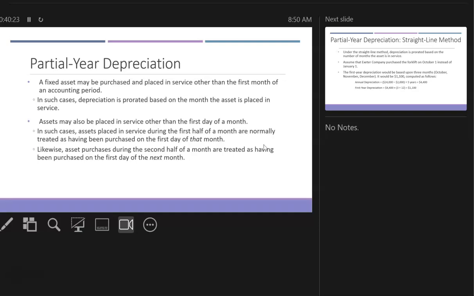Now, that's in a perfect world when we start an asset on January 1st. A fixed asset can be purchased and placed in service other than the first month of an accounting period. In such cases, depreciation needs to be prorated. Assets placed in service during the first half of a month are normally treated as having been purchased on the first day of the month, and assets purchased during the second half of the month are usually treated as having been purchased on the first day of the next month.